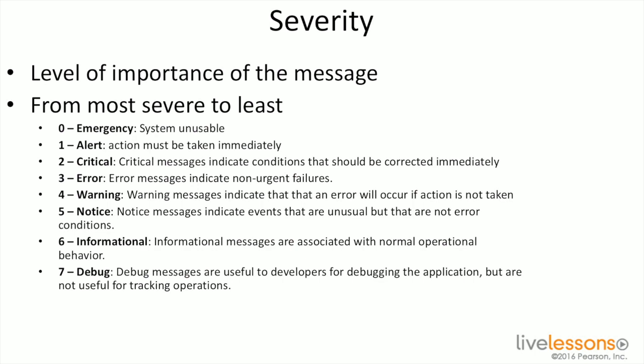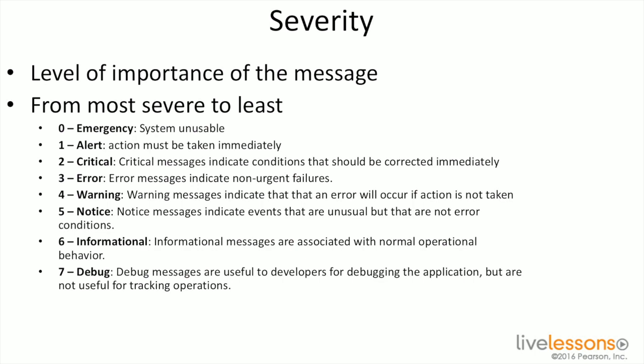Level 2 is critical. This is a message that indicates conditions that should be corrected immediately. In the event of a situation where your fans stop working, for example, in your server, that would be a critical message because eventually your server is going to get very, very hot and stop working. The third severity is error. The error message indicates a non-urgent failure. This could be something like, I'm getting an error on a disk. It's not telling you that everything is broken, but it's saying that you need to inspect it and figure out what's happening.